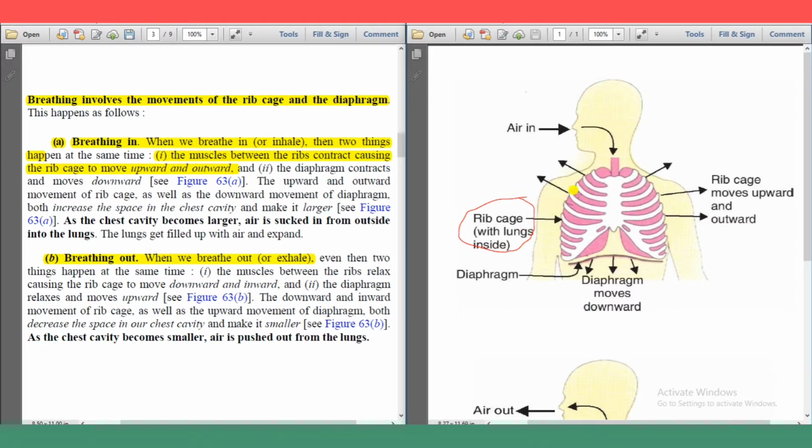The ribcage is present in our chest, and it is a cage-like structure which protects our internal organs such as our heart and two lungs. Now when the muscles between the ribcage contract, the ribcage moves upward and outward. You can see here the muscles are contracting and the ribcage is moving upward and outward.